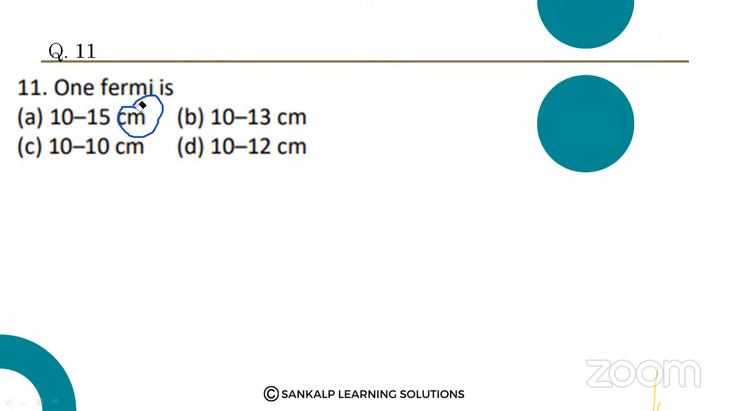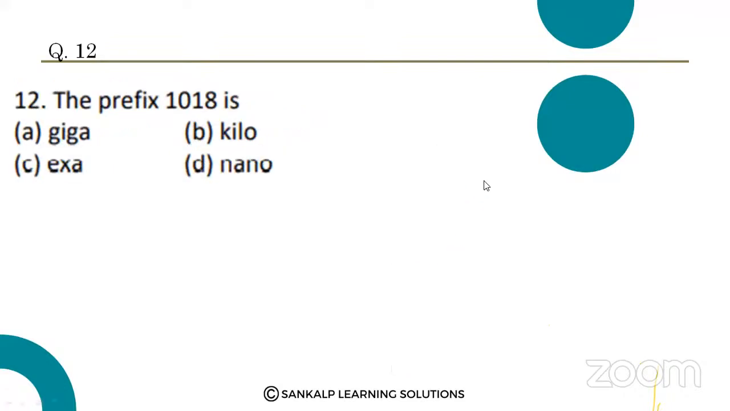So we'll go for the next question. The prefix 10 raised to 18. Superscript is not there, it is 10 raised to 18. So the prefix 10 raised to 18 is, okay.